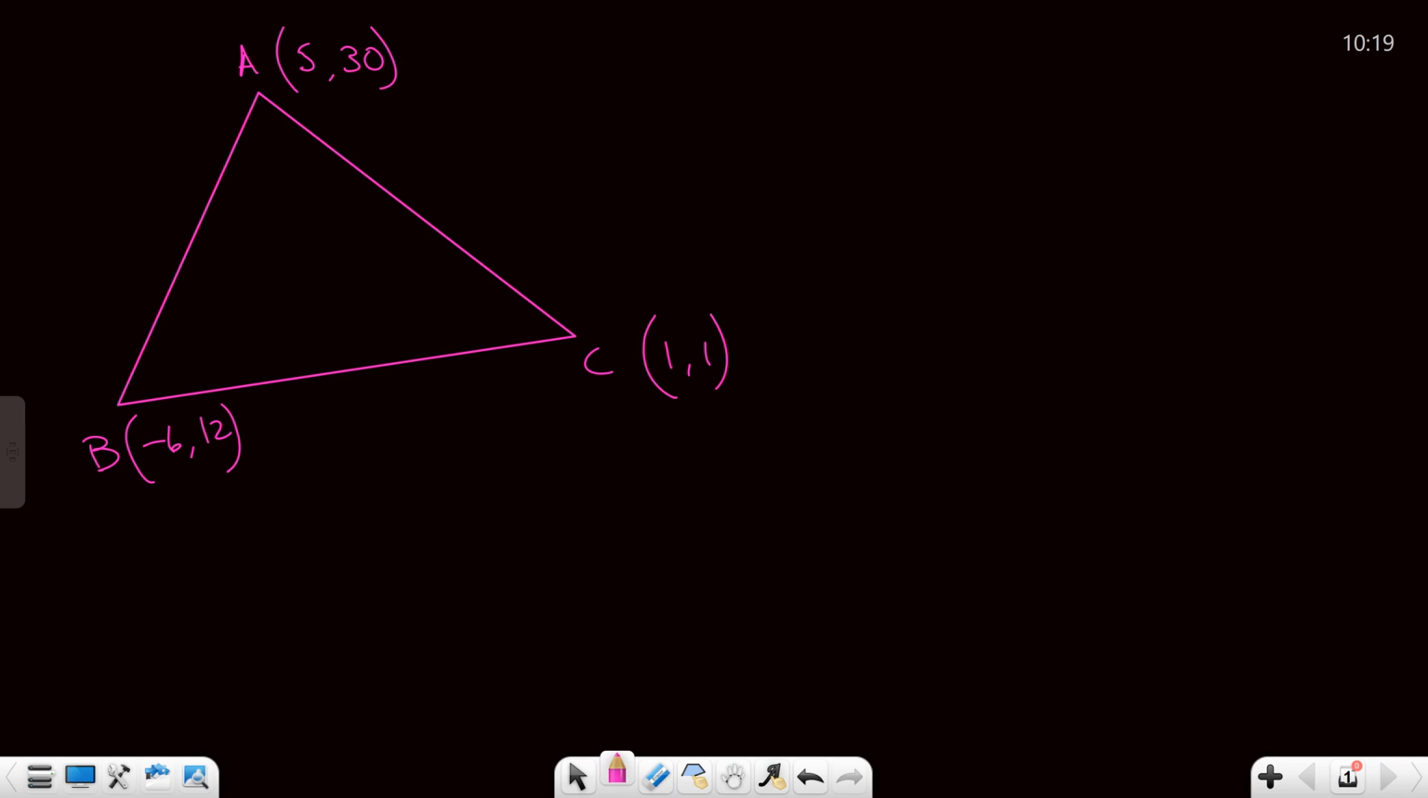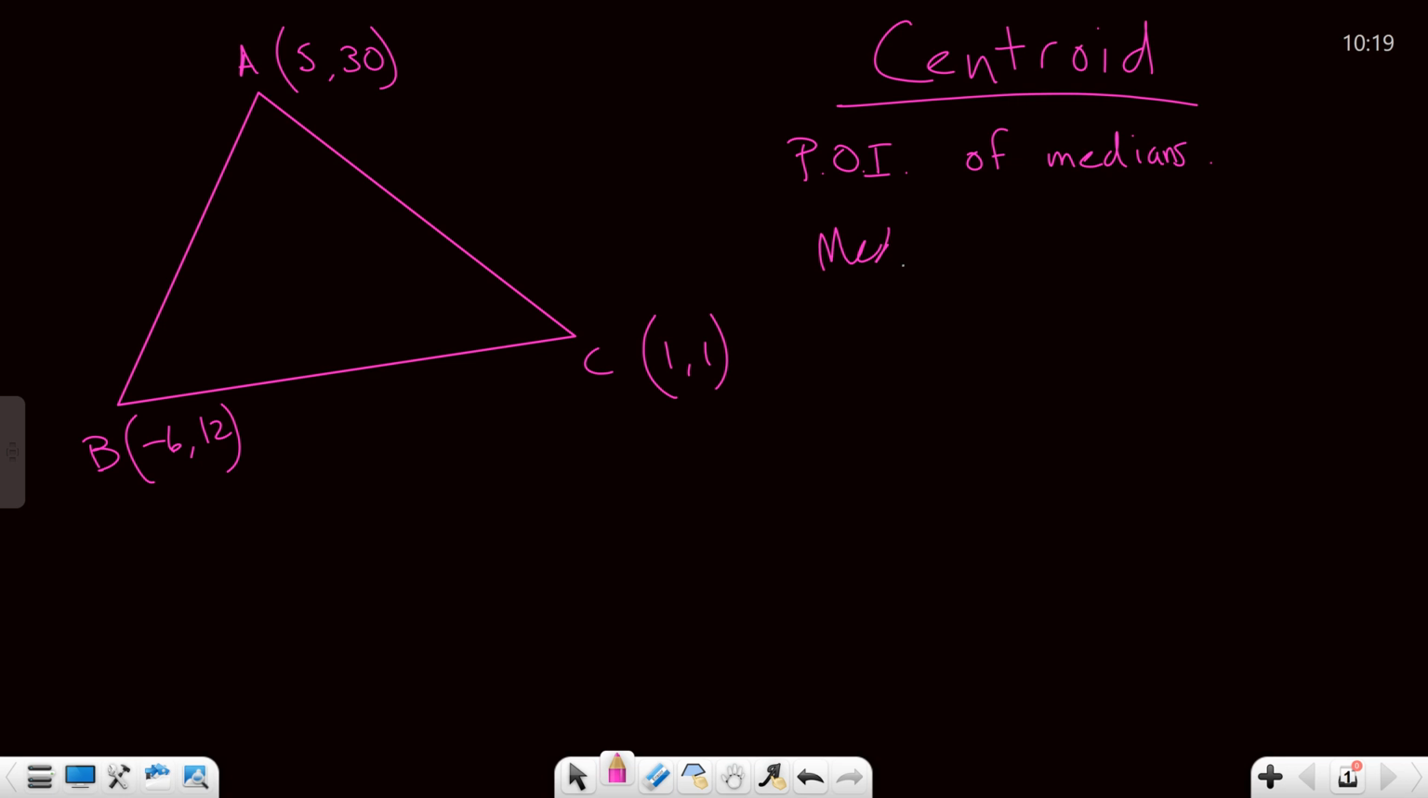We're going to find our second center. The second center, by the way, is called the centroid. The centroid, by definition, is the POI of the medians. Now that creates a problem because you don't know what a median is. So, next step, median.